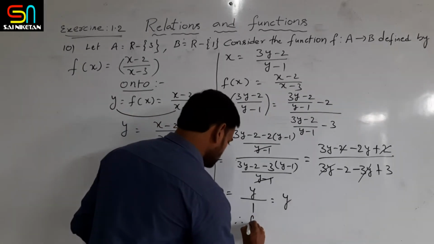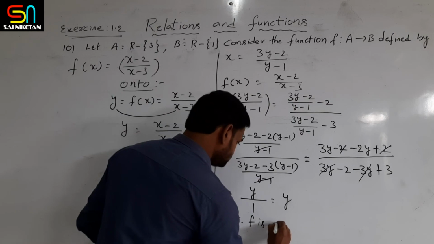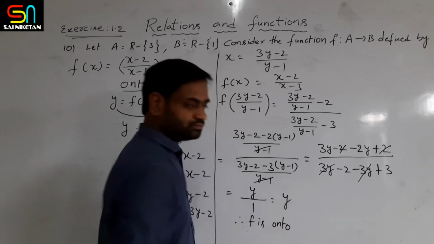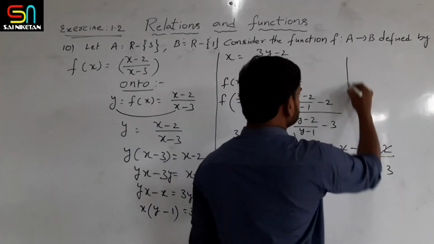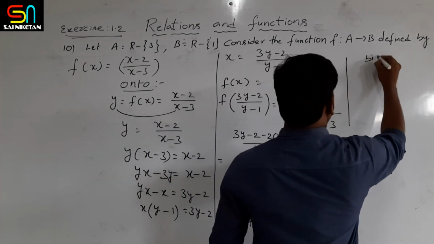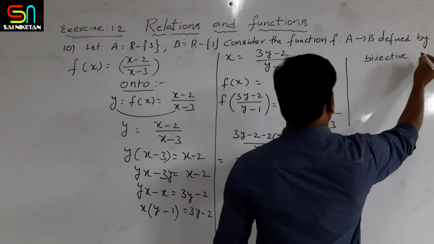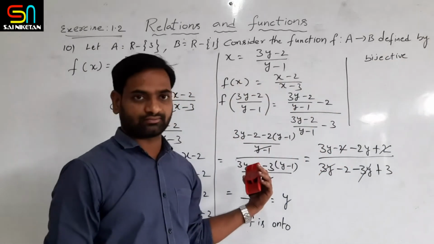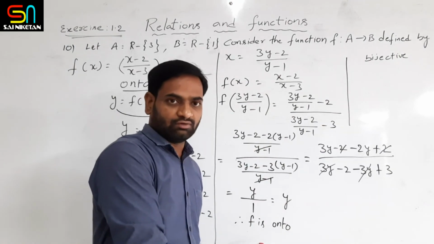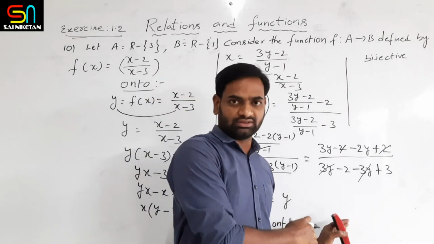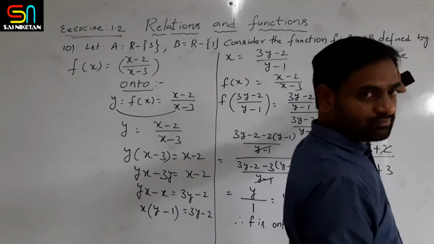Therefore, f is onto. When f is onto, then you can say it is bijective, because already it is 1-1. Already I told this one is 1-1. Now it is onto. When this function is both 1-1 and onto, then it is bijective.